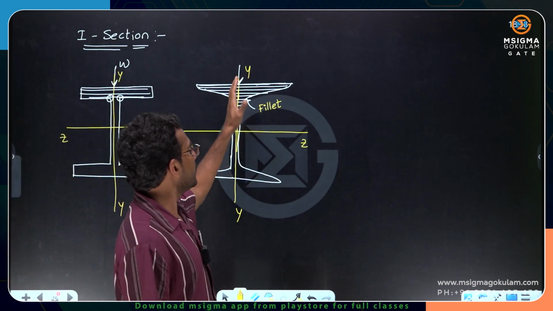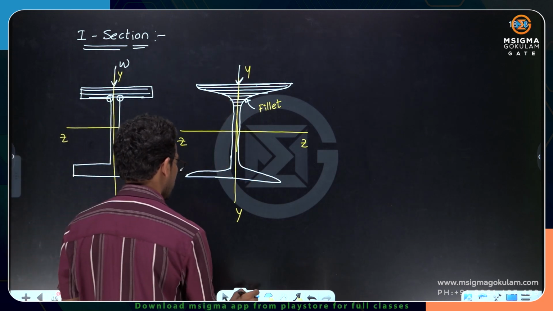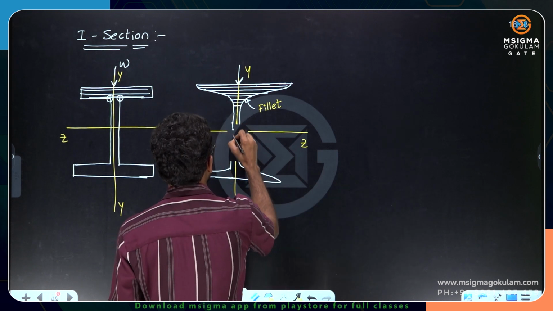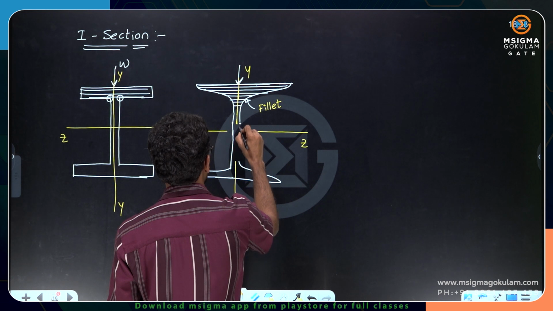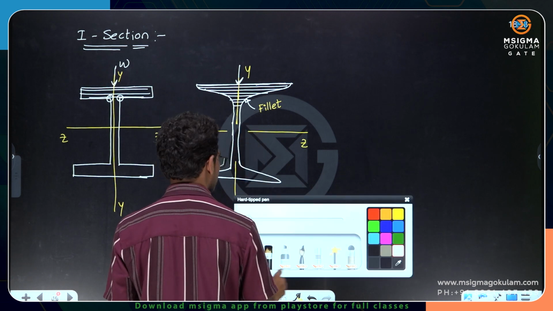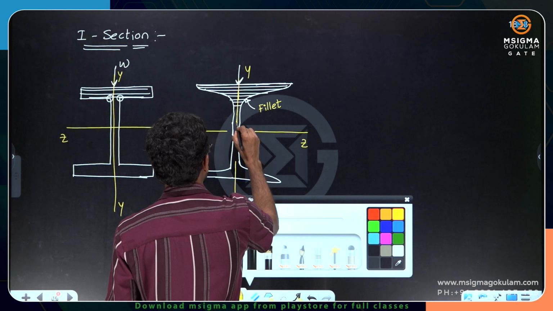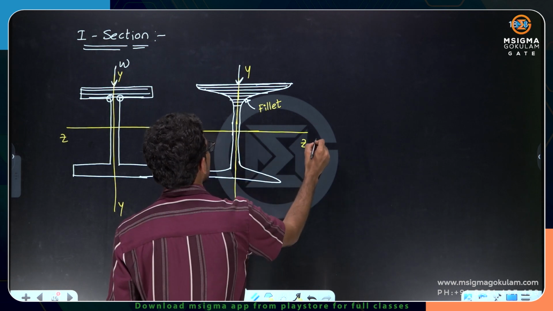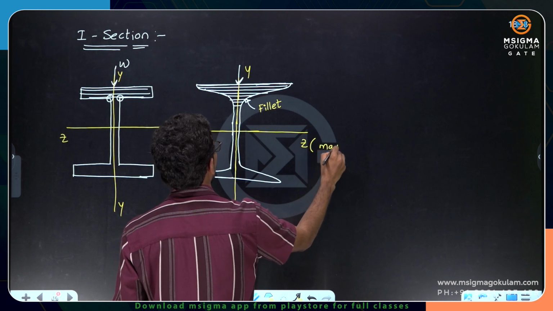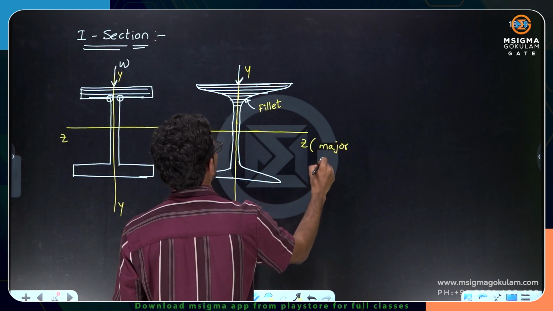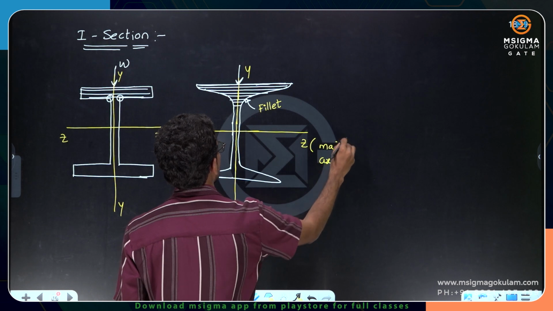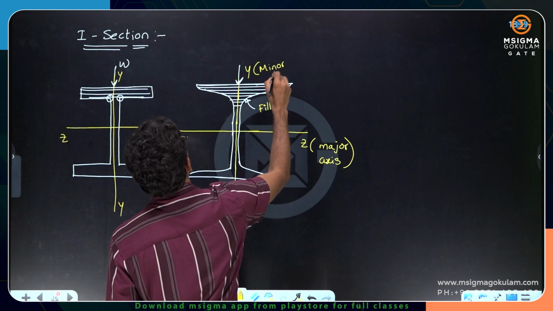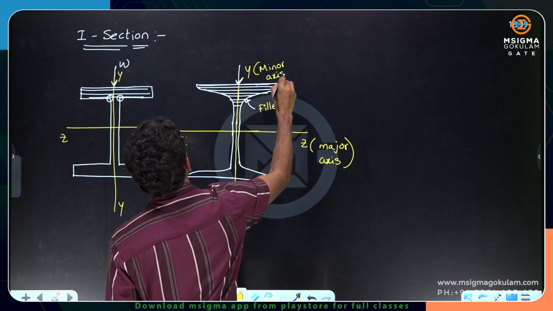Look here carefully. Of these two axes, which is called the major axis and which is called the minor axis, that is the question. Can you please tell me, out of these ZZ and YY, which is the major axis and which is the minor axis? This ZZ axis is called the major axis and the YY axis is called the minor axis.